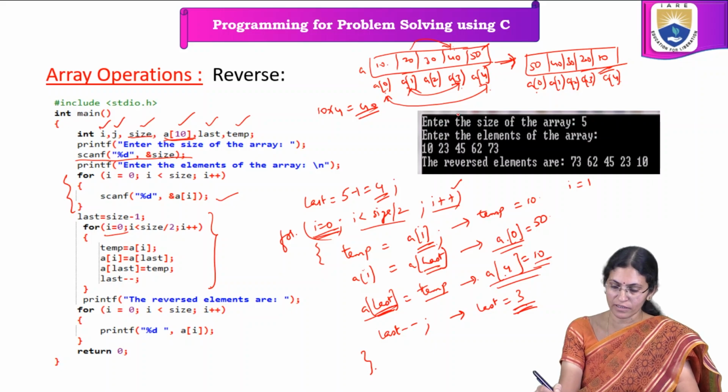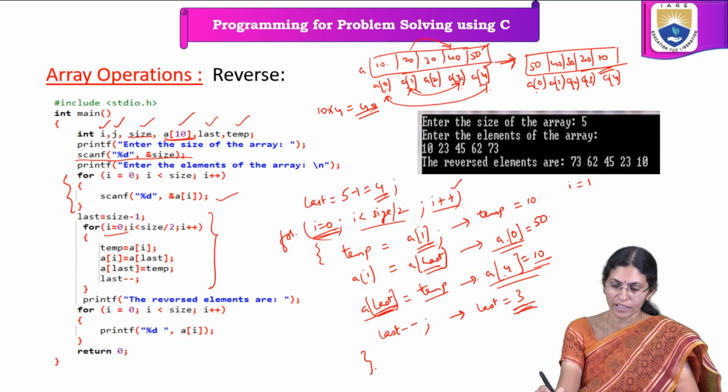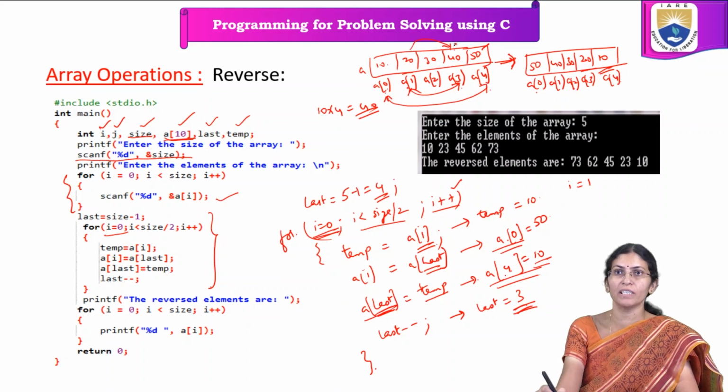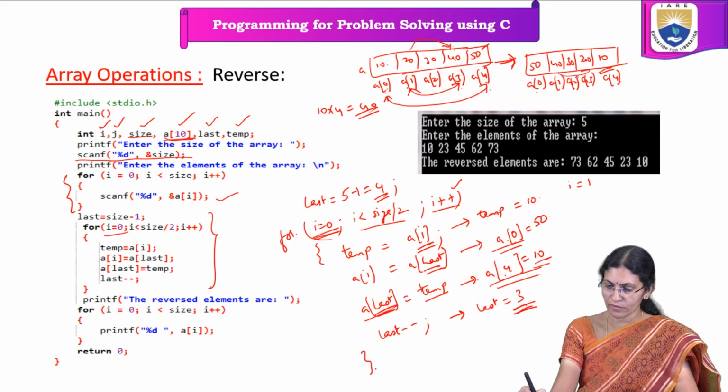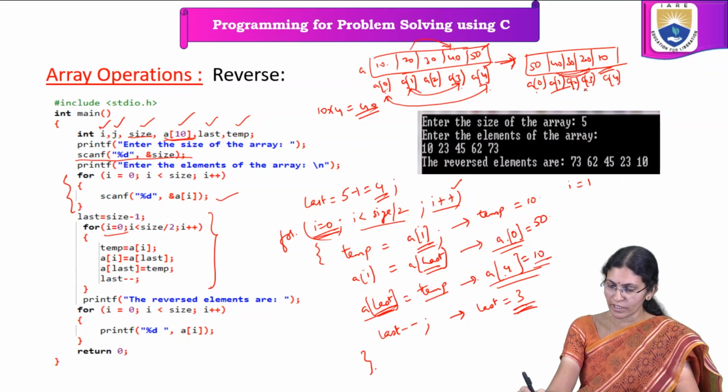This swapping we are doing with the help of one temporary variable. So a of 1 and a of 3 values will be swapped. 20 is placed here and 40 will be placed here. So in the next iteration, this operation will be carried out. So a of 1 is 40 and a of 3 is equal to 20 now.